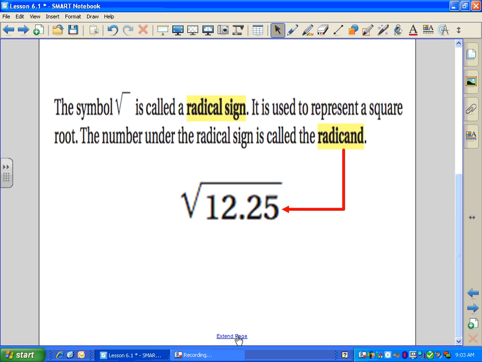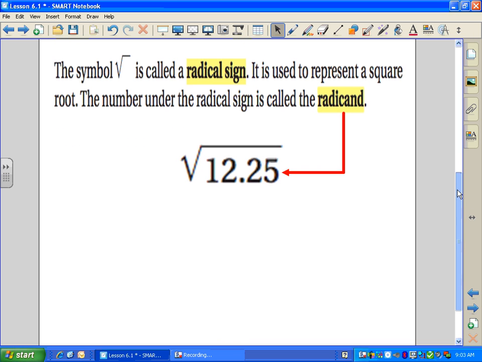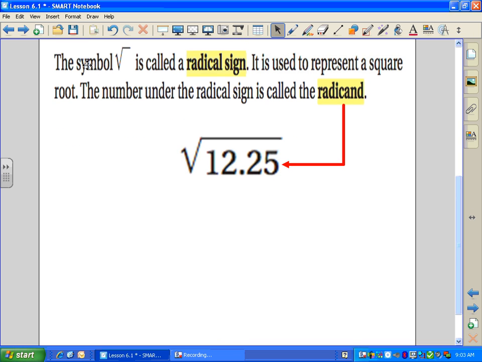A couple more examples of our vocabulary words. The symbol right here is called a radical sign. This is our radical sign. It's used to find the square root of a number. The number under the radical sign is called the radicand. So right here, 12.25 is our radicand.